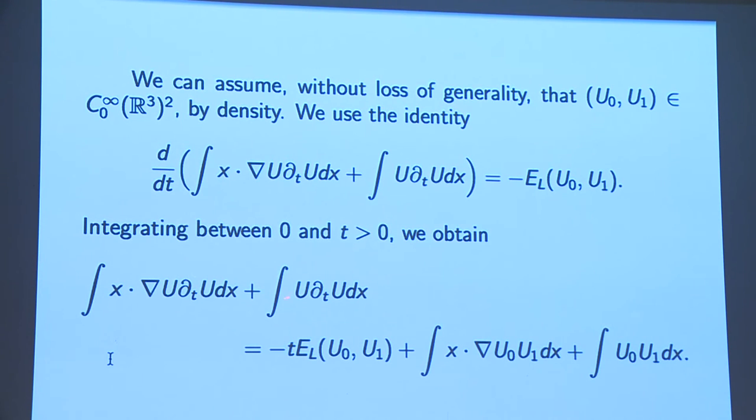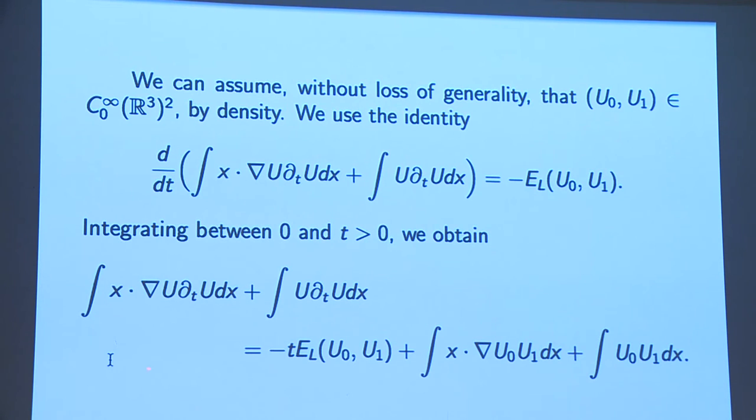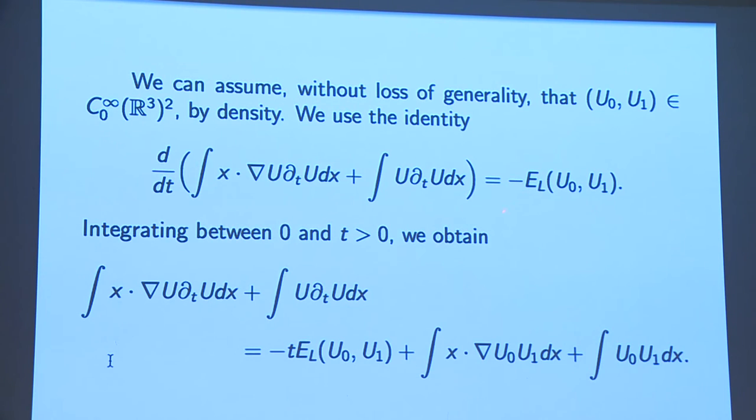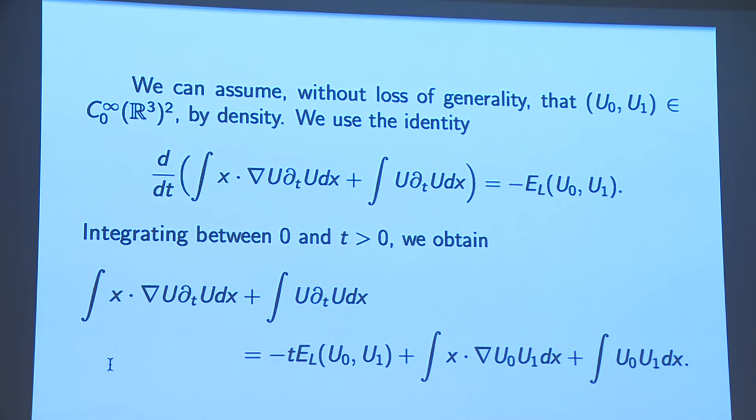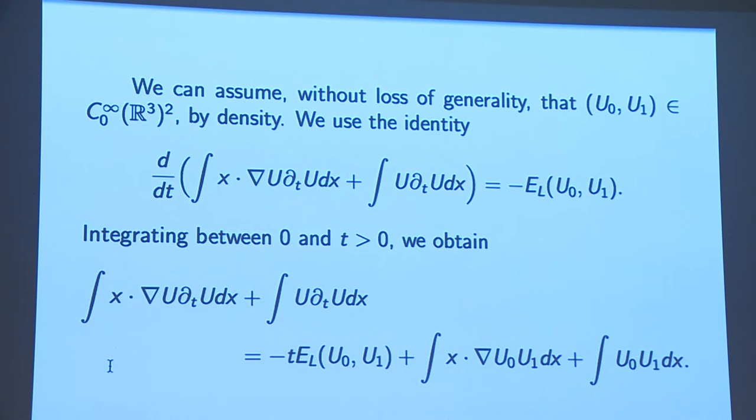Now I integrate this between 0 and t. This is a constant, so when I integrate, I get the linear term. And then I get the two boundary terms. I just use the fundamental theorem and that the primitive of 1 is t.